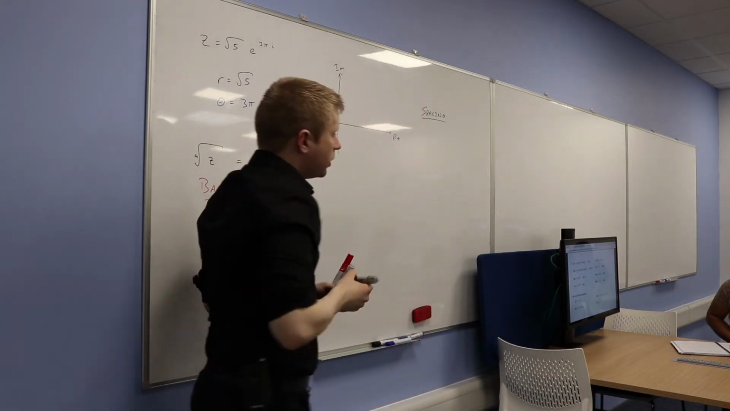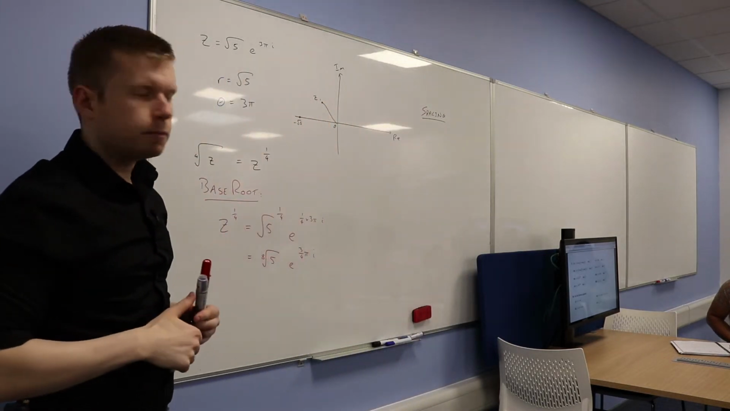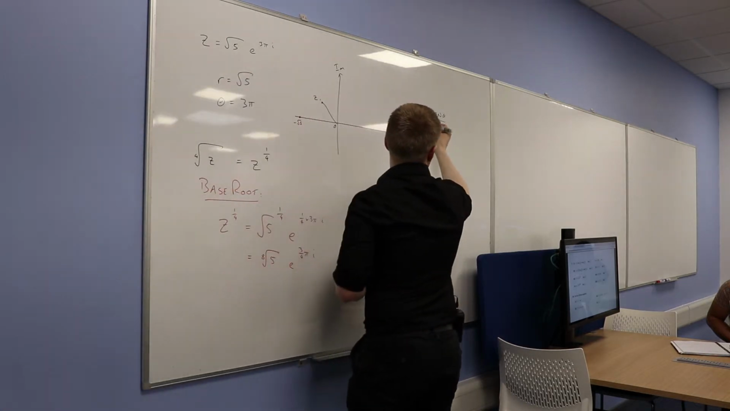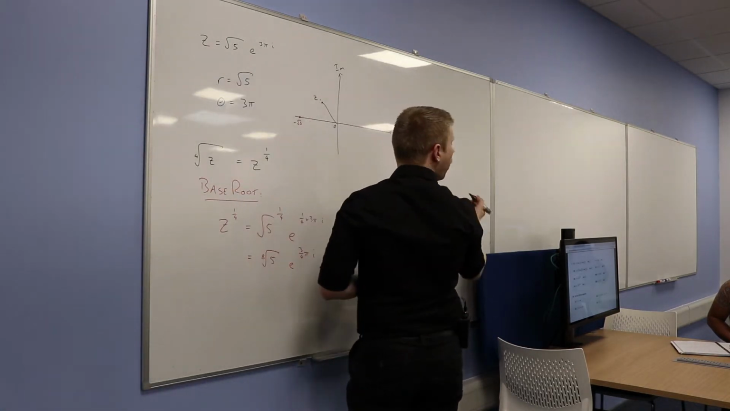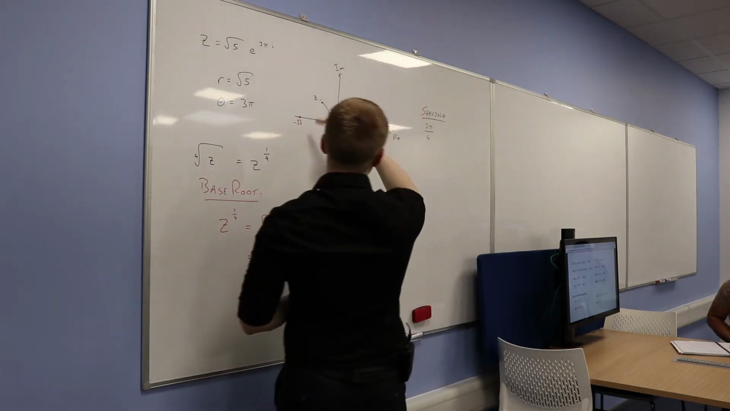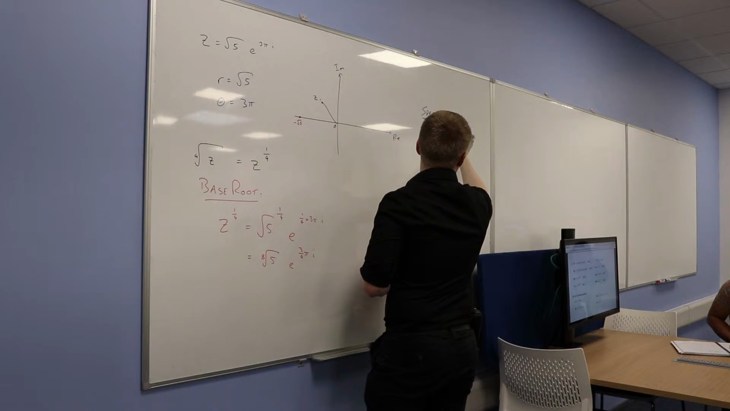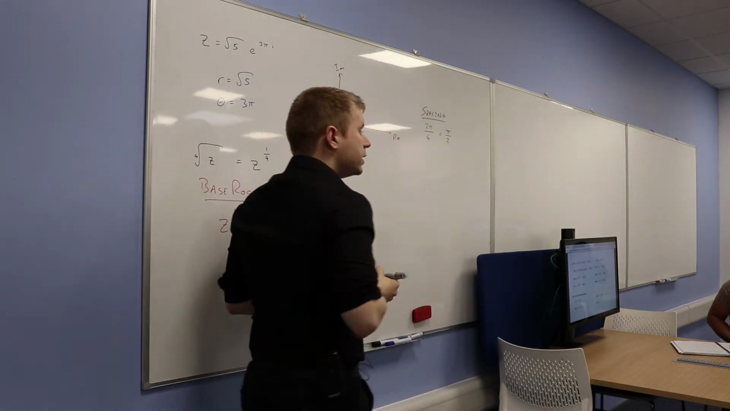What's the spacing between these 4 roots? How do I calculate this? Absolutely. I take the entire rotation, 2 pi, and divide it by the number of spaces between my roots, which in this case is 4. So actually, they will lie at 90 degrees or pi by 2 radians apart.